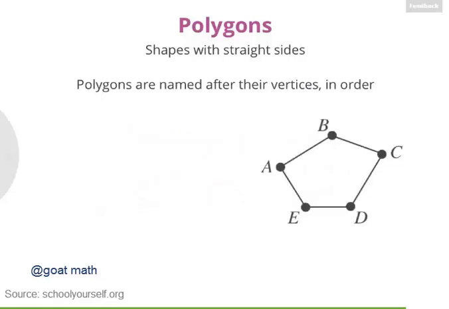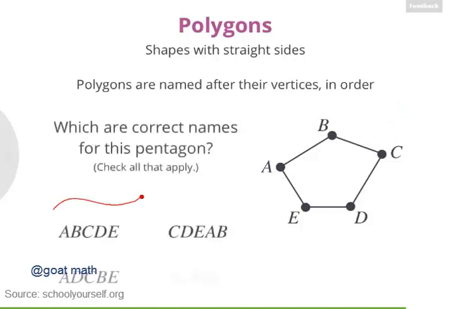As your final challenge, take a look at this pentagon here, with vertices A, B, C, D, and E. Which of these are correct names for this pentagon? Look carefully at the order of the letters in each of these answers.